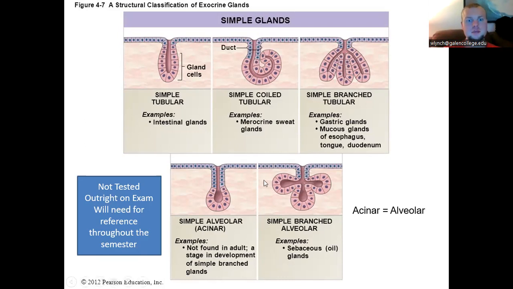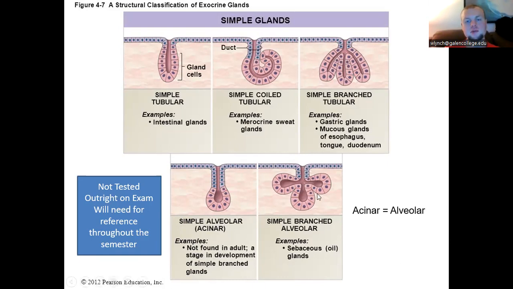Simple alveolar. We can say that alveolar glands look like our alveolar sacs, which are the air sacs in the lung. We have a bulb-like ending, so that is an alveolar shape. These are also known as acinar glands. Usually we do not find acinar glands in an adult human. This is usually going to be in a stage of fetal development, and usually they become simple branched glands afterwards.